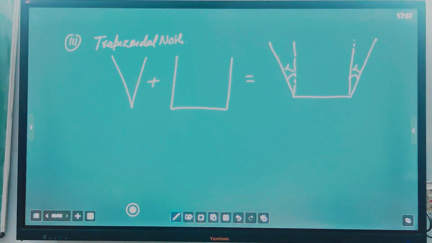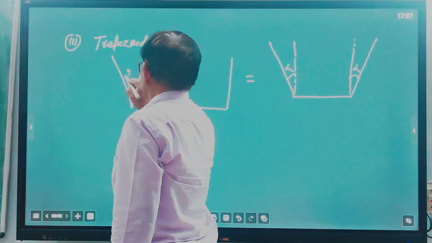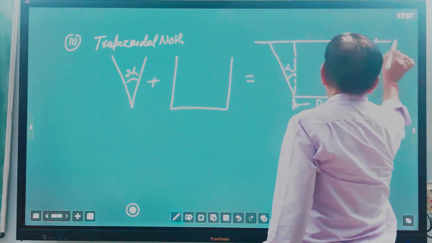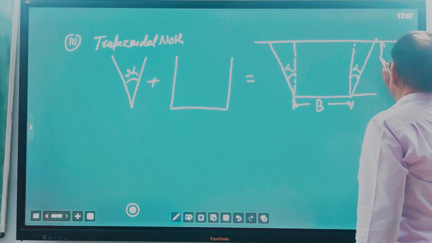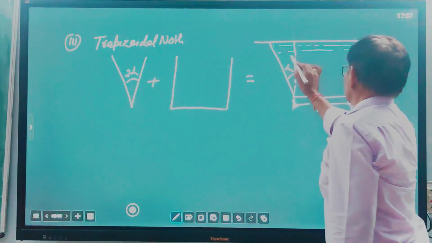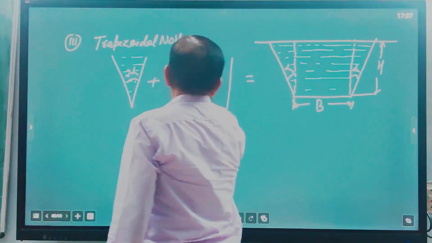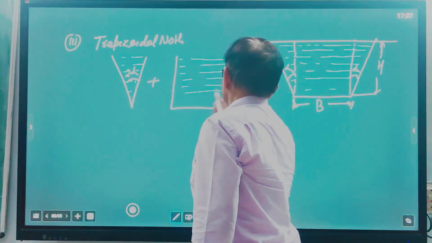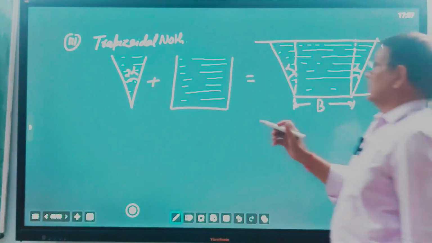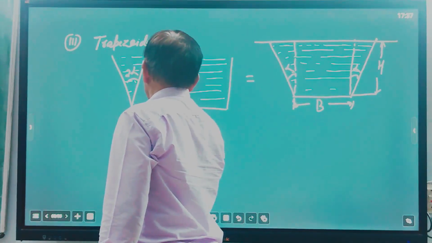So Q theoretical will be a combination of V notch, and here we have taken alpha and alpha, so this total angle will become 2 alpha, and here the width of the bottom is B, and the height is the same, we are taking H for simplicity. Water is filled in the whole of the notch during the steady state condition. You can see full water coming under steady state condition. So the total discharge Q theoretical equals Q V notch plus Q rectangular notch.